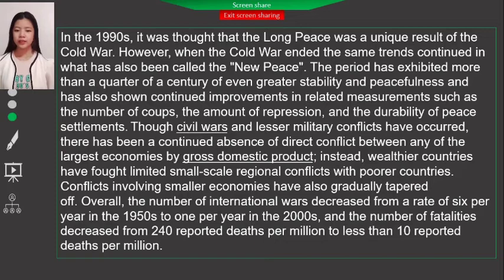1 per year in the 2000s, and the number of fatalities decreased from 240 reported deaths per million to less than 10 reported deaths per million.